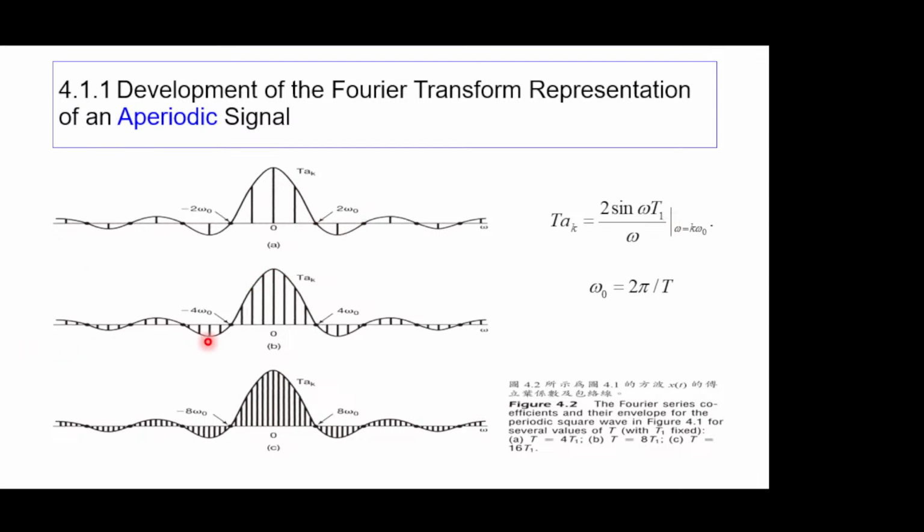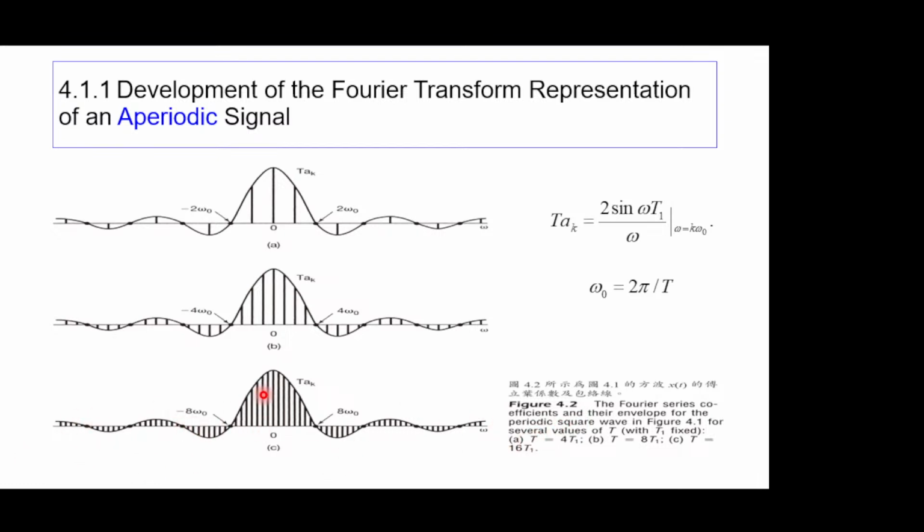So what happens when you change T? When the big T gets larger and larger, your sampling points become more and more dense. The distance here is omega naught, and the sample points are at k omega naught, where omega naught is 2 pi over T. So as T goes to infinity, you are basically getting information on all of the enveloping function. And that's kind of how our argument goes.